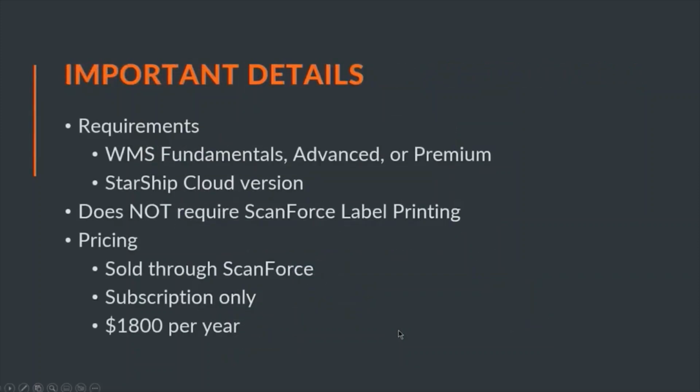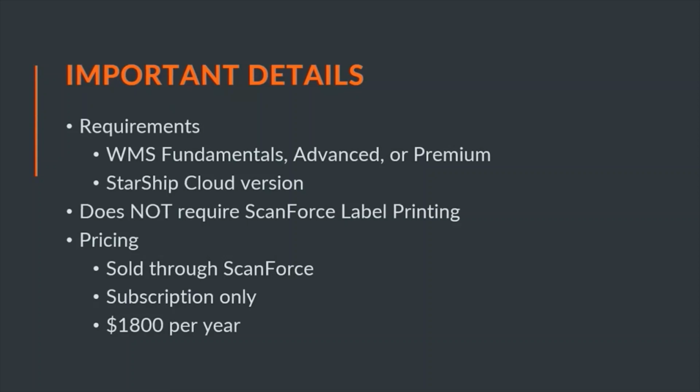So there are a couple of requirements here for this to work. Number one, you must have one of our warehouse management system modules for the shipping. And you must be on the cloud version of Starship. If you have the on-premise version, this will not interface. It can only interface to the cloud version, so it would necessitate a conversation with V Technologies to talk about migrating from the on-premise version to the cloud version.